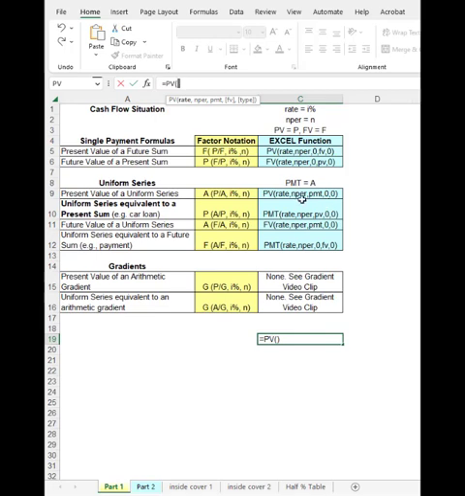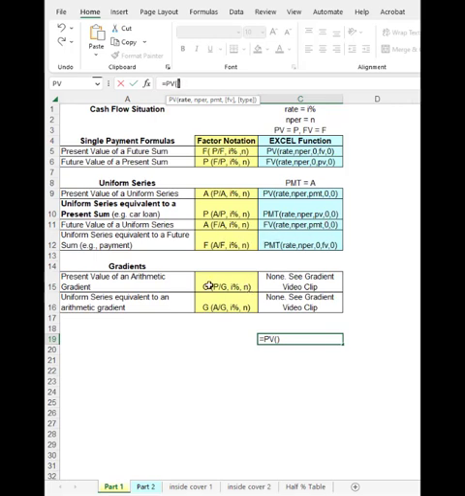And so you can see that it's not a straight one-to-one comparison. Now, if we want to find a uniform series that's equivalent to a present sum, in that case, we have to use the PMT Excel function, the payment function. And then it'll give you a payment based on either a present value or a future value.